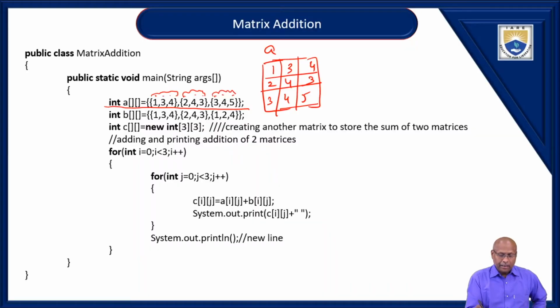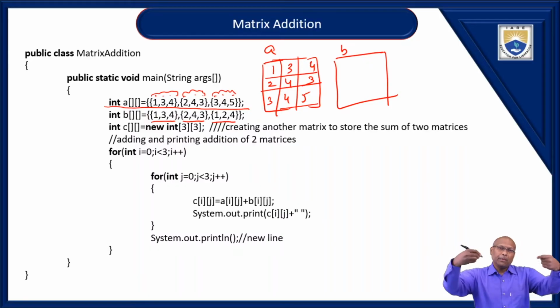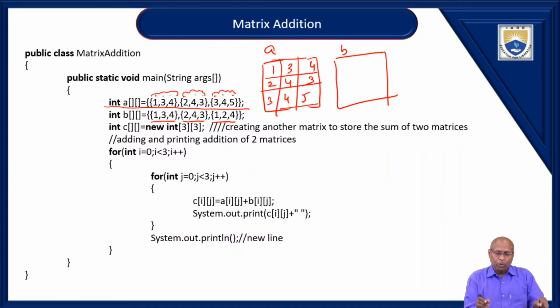Similarly, B is another matrix. How many rows? First row, second row, third row. So please remember, the curly bracket indicates one row. So that means these are nested curly brackets, a curly bracket within a curly bracket. This main one is the main matrix, then each inner one is one row.